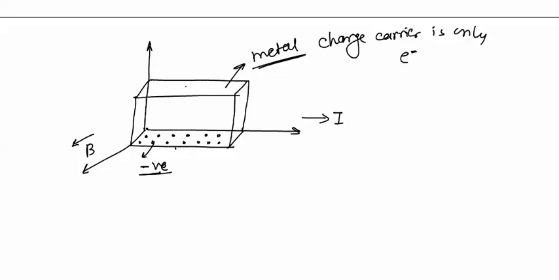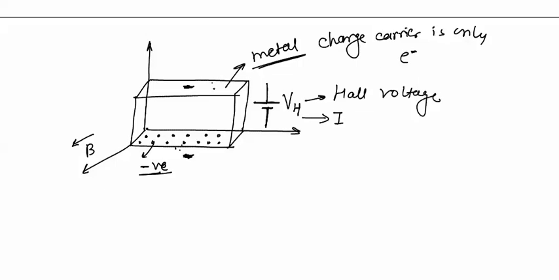And now I can say this surface will be negative with respect to this top surface. And if I measure the potential difference between top and bottom surfaces, then I will definitely experience a difference in the potential. This surface will be more positive as compared to this surface, and I can say that a potential difference will be induced between top and bottom surface, and this potential difference is called Hall voltage.